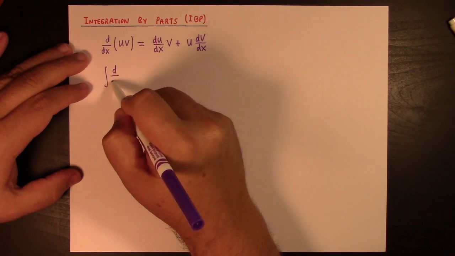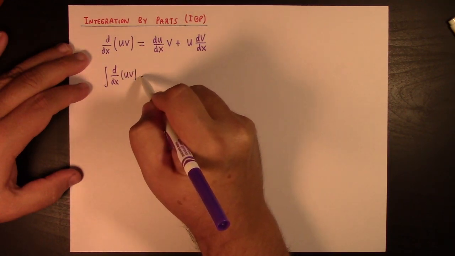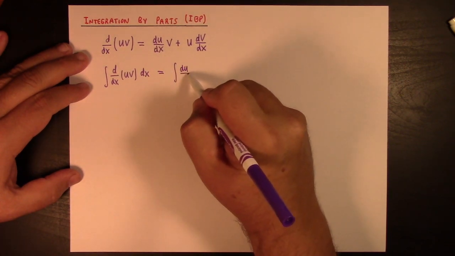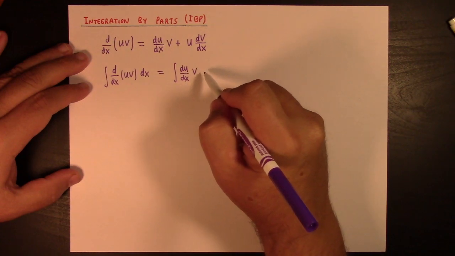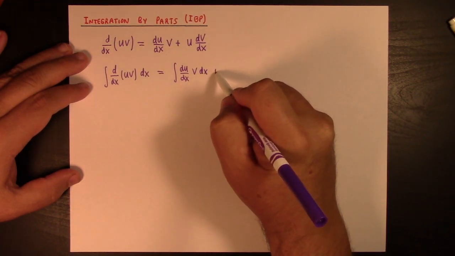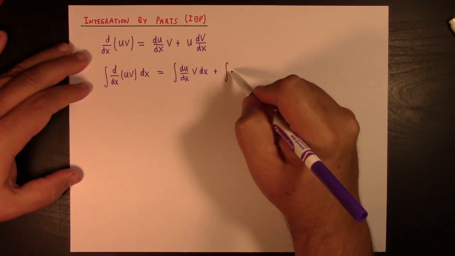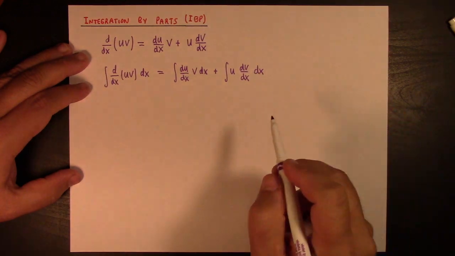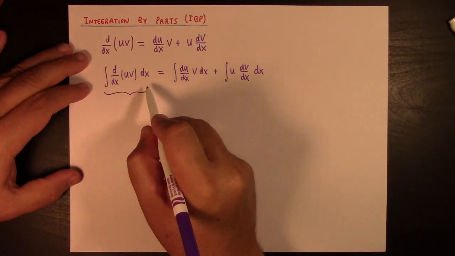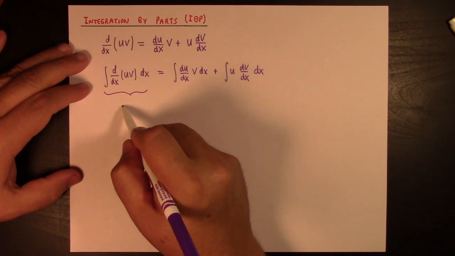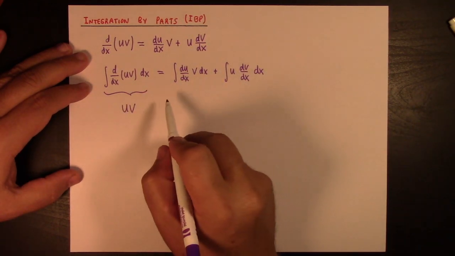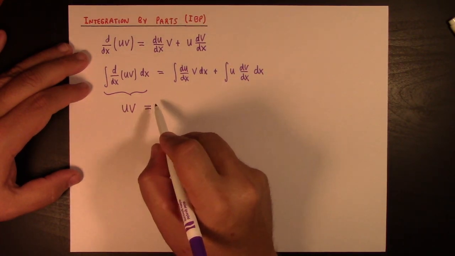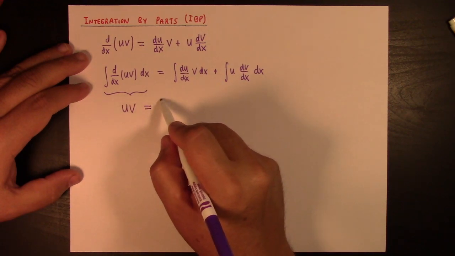So the integral of d/dx of u times v with respect to x would be equal to the integral of du/dx times v dx plus the integral of u times dv/dx dx. Now, we know that the integral of a derivative is just the function again, plus a constant, but we'll let that be counted for over there. And on the other hand, we have these guys.